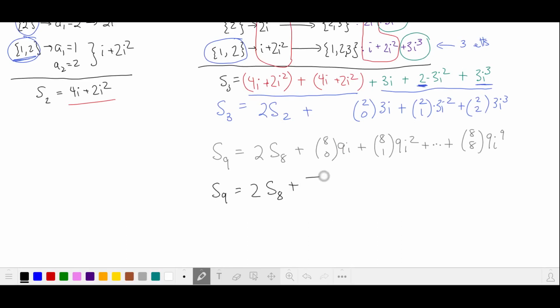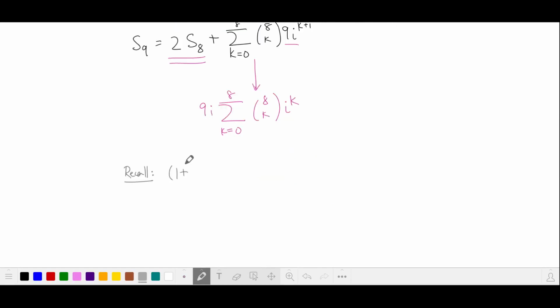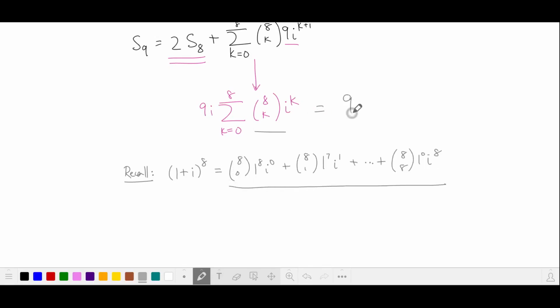Let's write this as a summation. k goes from 0 to 8, 8 choose k. Then we have 9 times i to the power of k plus 1. The 2 times S8 part is given in the problem statement, so let's focus on the summation. And let's factor out 9i. This leaves i to the power of k. You might remember that (1 plus i) to the 8th power can be written using the binomial theorem, which is what we have up above. So we can write this as 9i times (1 plus i) to the 8th power.